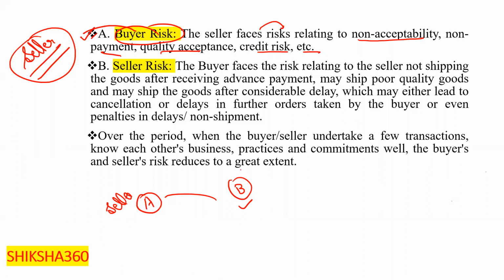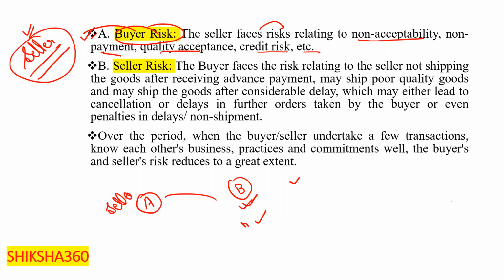Or B accepts the goods but does not make the payment. Or they can say that the quality is not up to the mark of what they ordered, so they are paying less. These types of risk are faced by the seller, and that comes under buyer risk.